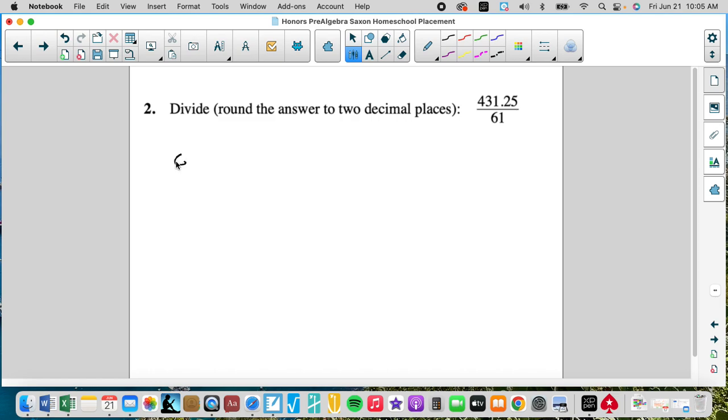But we're going to divide 61 into 431.25. We're going to put the decimal point there, and then we look at the first number. It doesn't divide by 4. 61 can't go into 4, can't go into 43. The first number that it can divide into is 431, and 7 times 61.